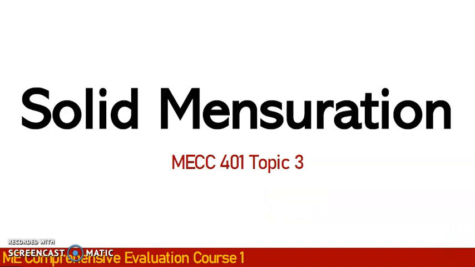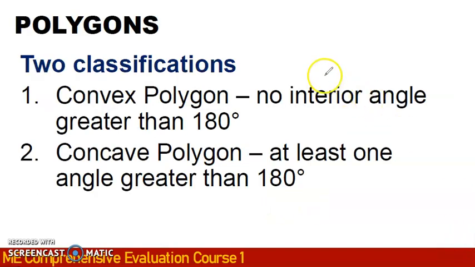Solid mensuration. There are two classifications of polygons. We can have a convex polygon, an example is a triangle, so this one is a convex polygon. And we also have a concave polygon.